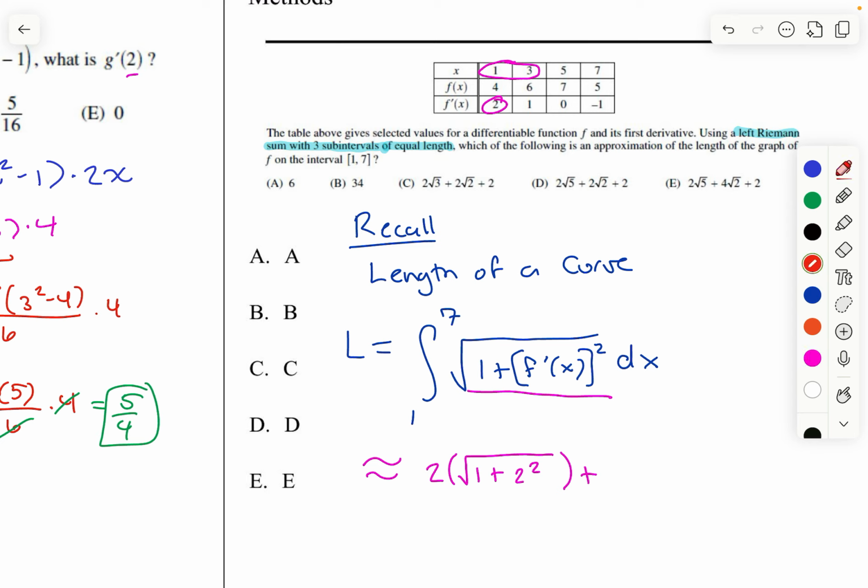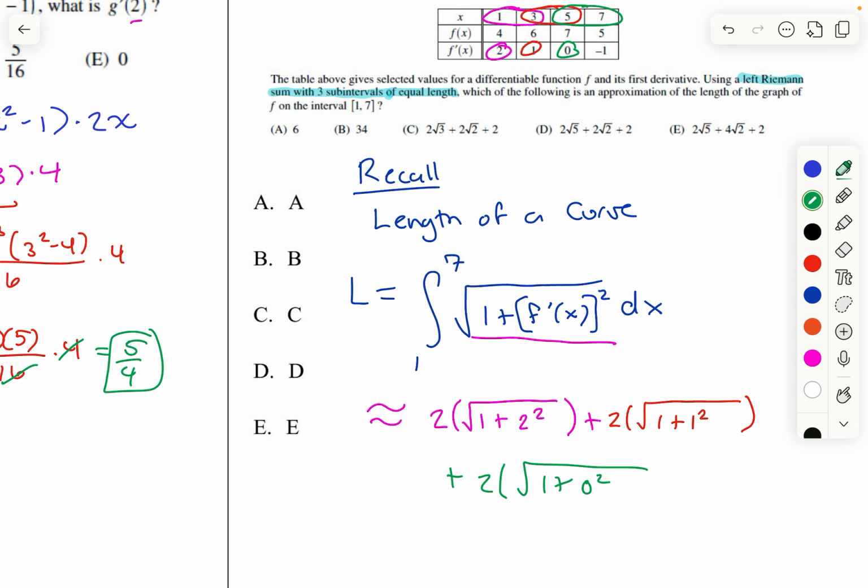So this delta, our change in x or the width of the rectangle, is 2. And then I use this value, 1 plus 1 squared. And then finally, that delta x is, again, 2, and I use this value here. Again, I'm using the left endpoint of every subinterval.